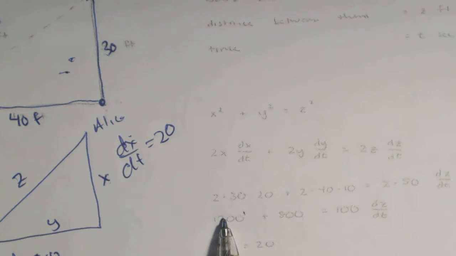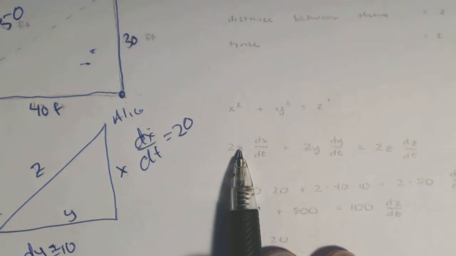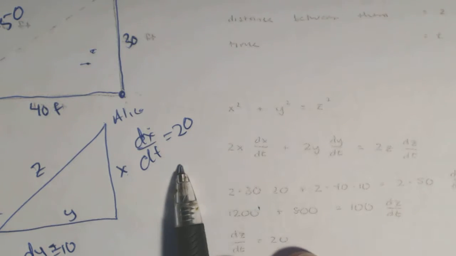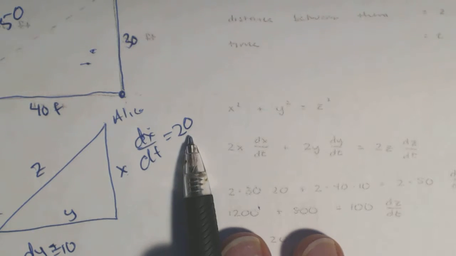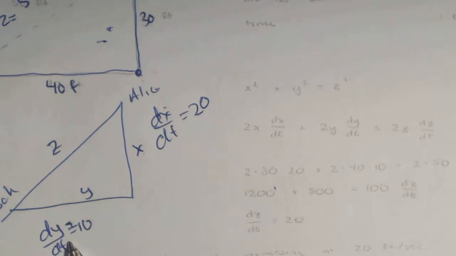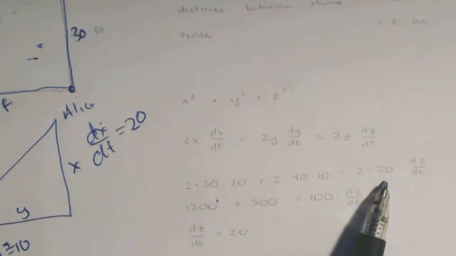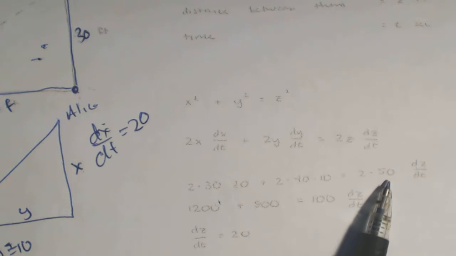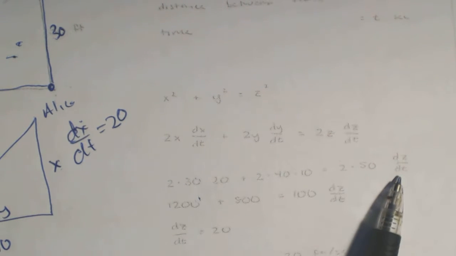At that point you plug in all the numbers from the problem. We knew that x was 30 because that's how far Alice was away. That was the Alice direction there. She was going at 20, so dx/dt was 20. That y was 40, and he was moving at that point in time at a rate of 10 feet per second. So there's a 10 here. And then that equals 2z times dz/dt, and they filled in 50 right there, 2 times 50 times dz/dt.